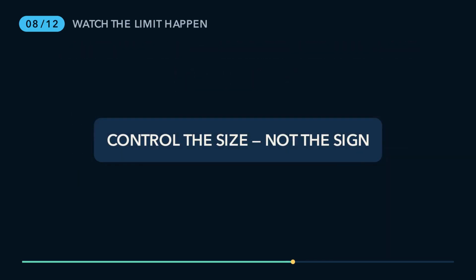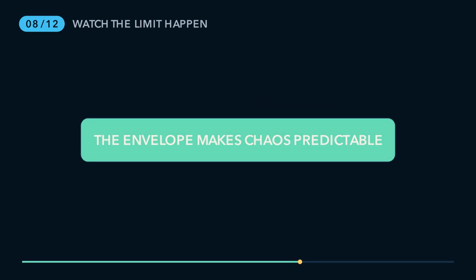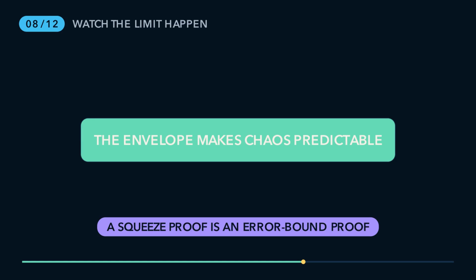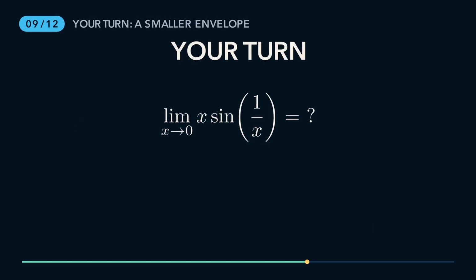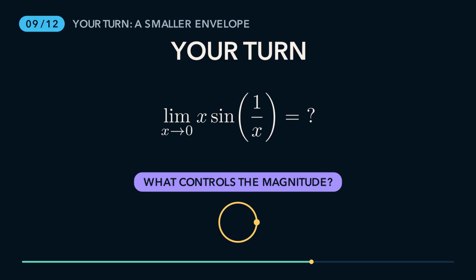That distinction is powerful. We control the size without controlling the sign or the wiggle. The shrinking envelope supplies certainty where the middle formula looks chaotic. A squeeze proof is often really an error-bound proof in disguise. Try the same mental move on x times sine of 1 over x. Pause for a moment and ask, what simple quantity controls its magnitude?